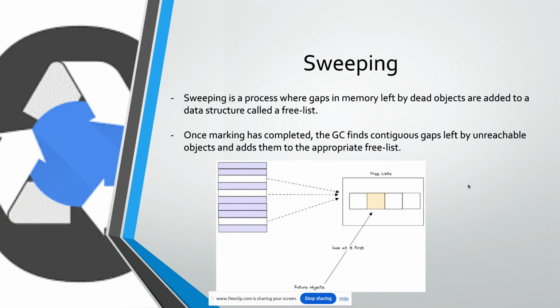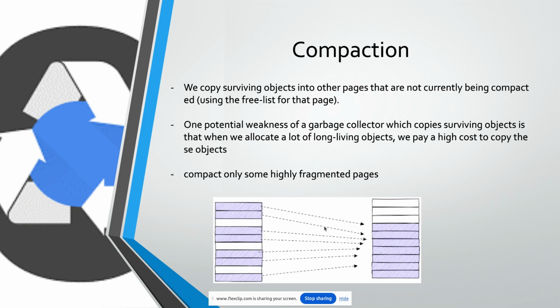Here, sweeping is the process where gaps in memory left by dead objects are added to a data structure called the free list. Once marking completes, the GC finds the contiguous gaps left by unreachable objects and adds them to the free list. If there's a future object of the same memory size, it puts it there rather than creating a new page.